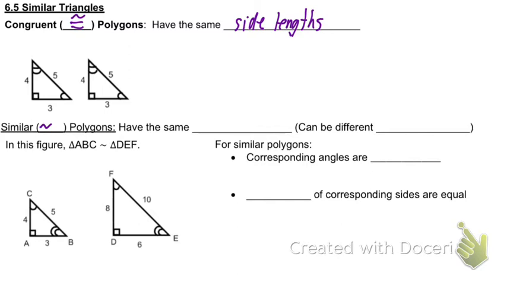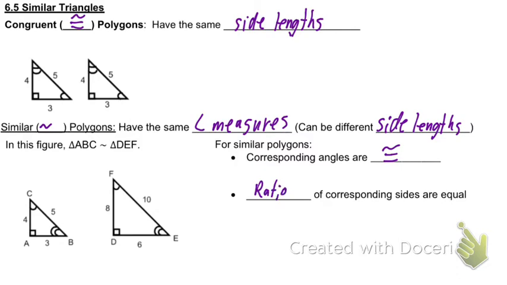All right. So similar polygons still have the same angle measures. It's still true that the corresponding angles are congruent, but they can have different side lengths. Even though the side lengths are different, we're still going to notice a similarity between them. The corresponding angles are still congruent, but the ratios of the side lengths of the corresponding sides are equal. Notice how we just did a section on ratios and we're using ratios? No way, right? Okay, I know, big brain.